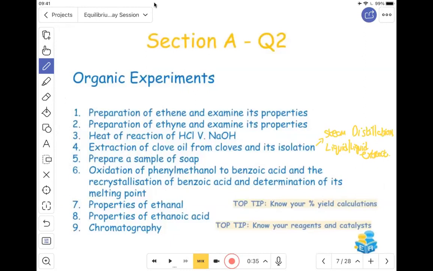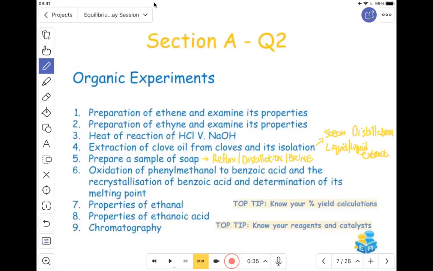Then number five, you've got your preparation of soap, and the preparation of soap, then I suppose key things would be reflux in this, your distillation, and then I suppose you should know how it can be precipitated using the brine, etc. So there are just a few tips on that for you.